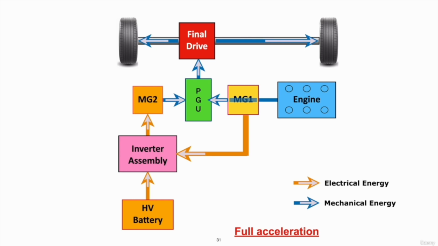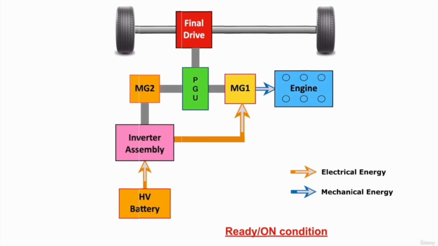As I talked about in the previous lecture, here you can see this is our generator MG1. It is taking electrical energy and converting it into mechanical energy, meaning this is now acting as a motor, not as a generator. As the definition of a generator is to take mechanical energy and convert it into electrical energy. But here it is taking electrical energy and converting it into mechanical energy, meaning it is working opposite to a generator. So this is a motor.